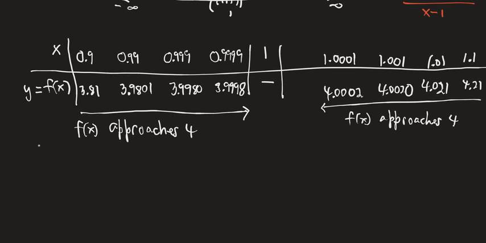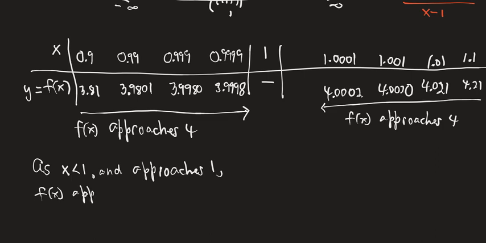So let's write it like this. What I'm going to write now is going to describe the left side of the table. So as x is less than 1, right, and approaches 1, f of x approaches 4. All right, so we can write that sentence.